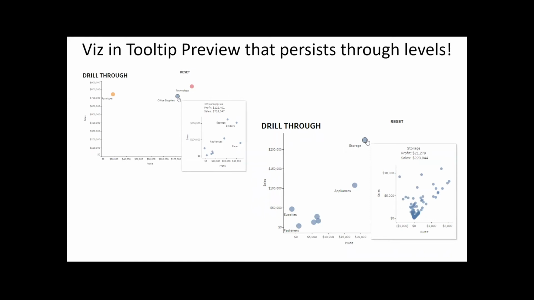So here's an example. When I hover over office supplies, I can bring up a viz tooltip that will show what that subcategory is. And then if I click on that, it persists through to where when I look at storage, I can see the products within that. So I can allow the user to get a quick preview of what's available in that next sheet. And then when they click on that, they can actually interact with that and see the values in itself.